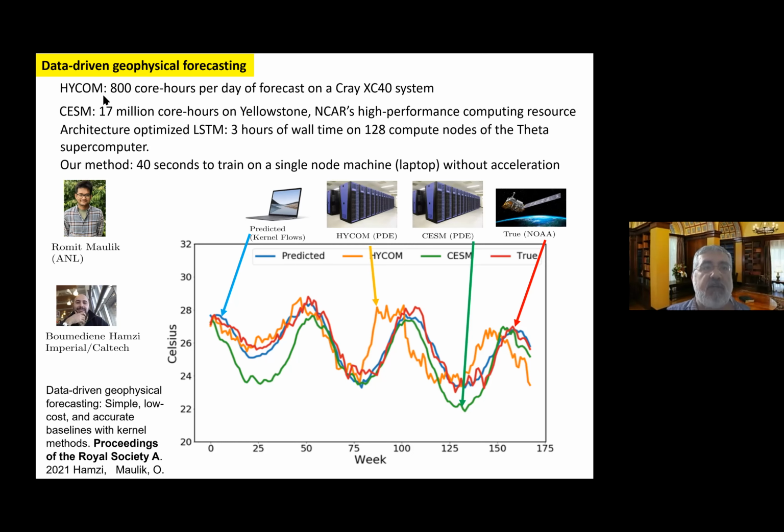HYCOM took 800 core hours per day of forecast on a Cray XC40 system. CESM took 17 million core hours on Yellowstone, NCAR's high-performance computing resource. The architecture optimized LSTM took 3 hours of wall time on 128 compute nodes on the Theta supercomputer. Our simple kernel-based method took 40 seconds to train on a single node machine, a laptop without acceleration.